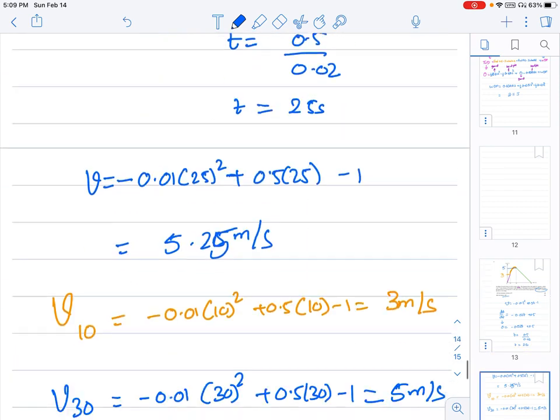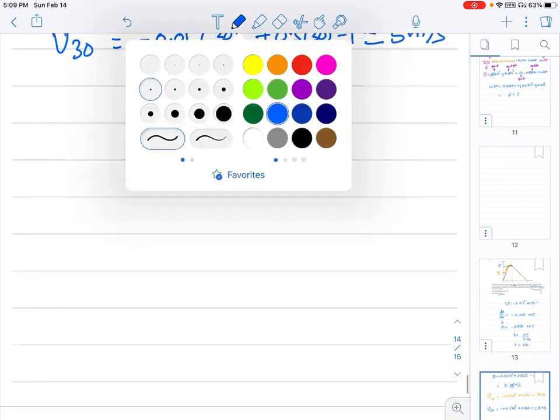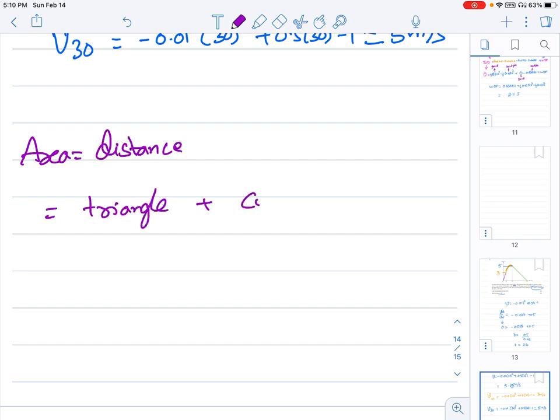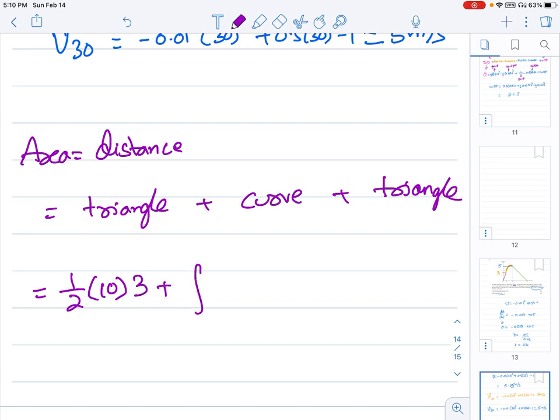So there are 3 parts in the diagram. He's asking the distance. So area. Distance is nothing but what? Area is the distance. So there are 3 parts: triangle, plus area under the curve, plus triangle. So the first triangle is half times base, which is 10, times height 3. The area of the curve will be from 10 to 30.